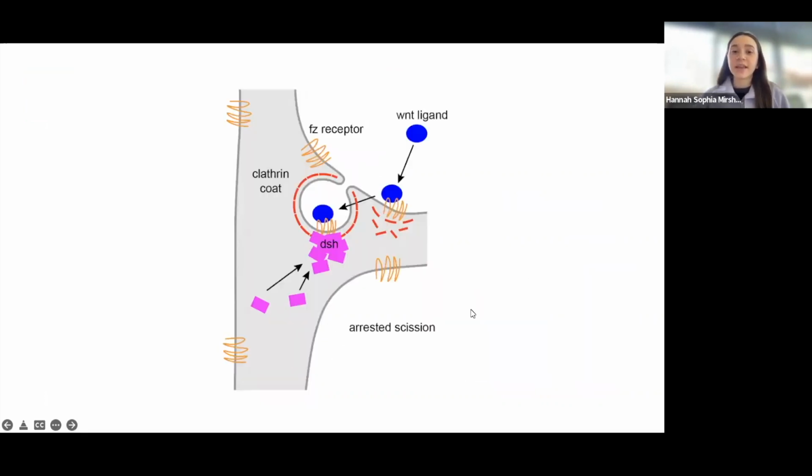And this is suggesting that hypothetically, when the Wnt-frizzled complex cannot be fully internalized, when the scission step of endocytosis is arrested, disheveled can still be recruited to dendritic branch points, but it will accumulate there.